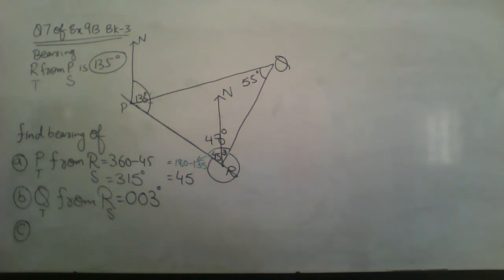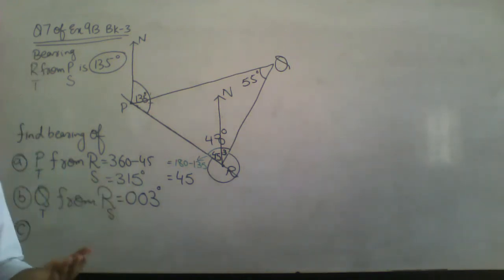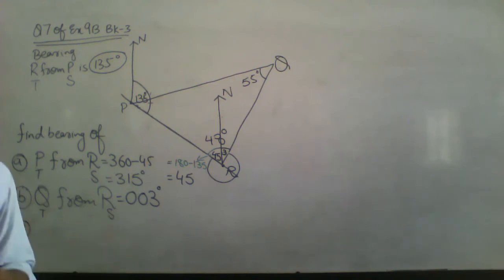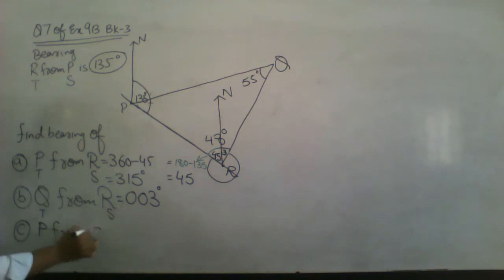Now part C. There are two answers for part B and part C. I will explain to you later why we are getting two answers over here. Okay, stay put. First of all, let me solve for one part, then I will tell you how we are going to have the other part also. Now they are saying find the bearing of P from Q.